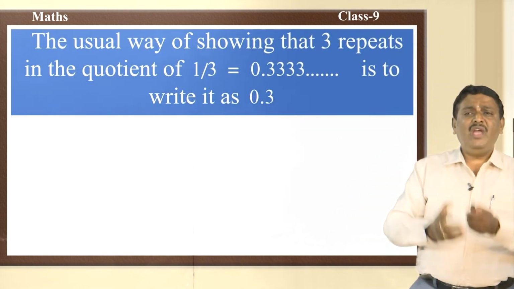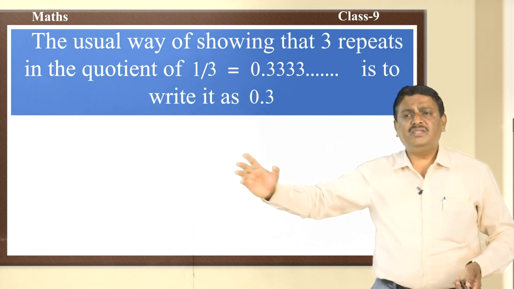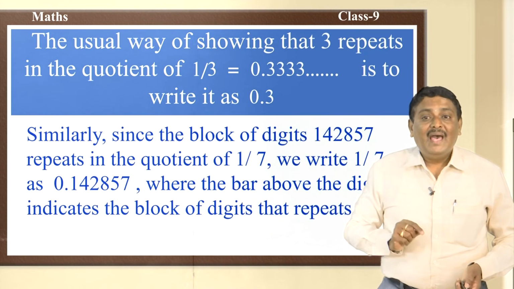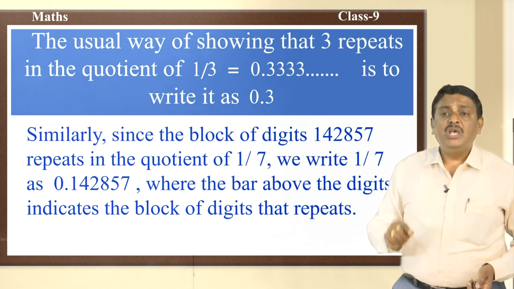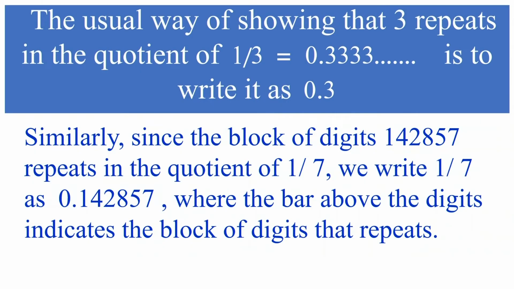So the usual way of showing that 3 repeats in the quotient of 1 by 3, that is 0.3333, is to write it as 0.3 with a bar, and similarly, since the block of digits 142857 repeats in the quotient of 1 by 7, we write 1 by 7 as 0.142857 with a bar, where the bar over the digits indicates the block of digits that repeats. Here 3 is repeating, so we put the bar on 3. See, 142857 is repeating, so we put the bar on 142857.